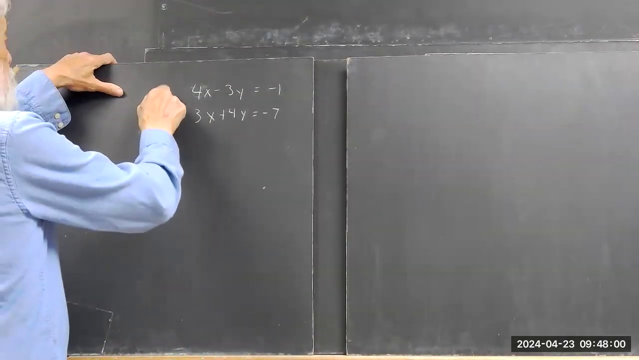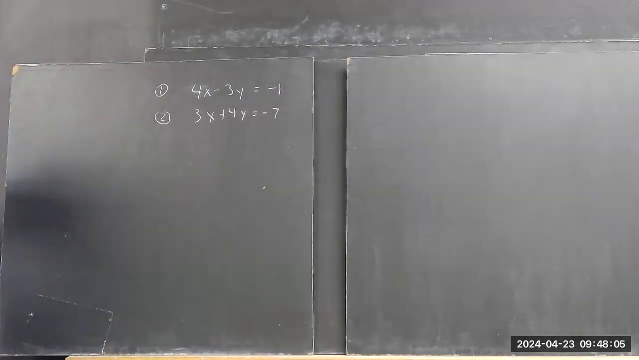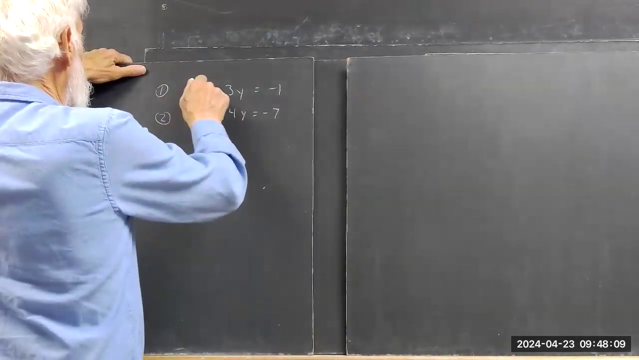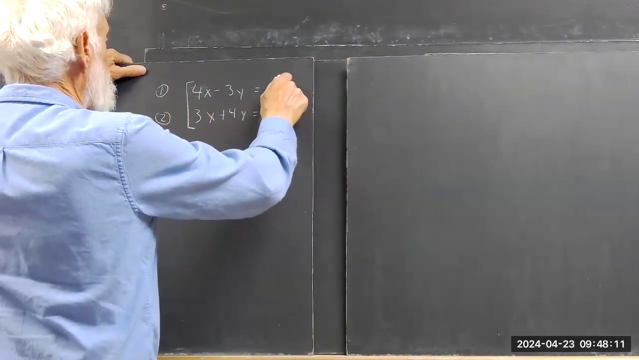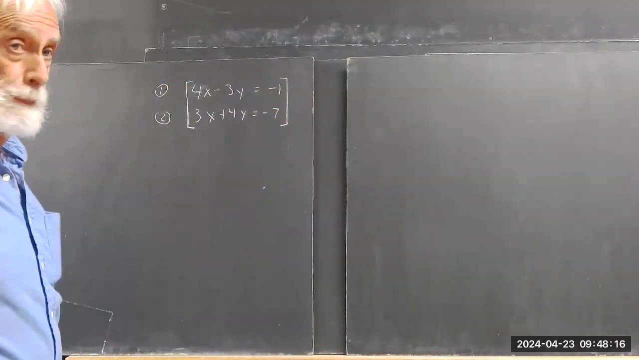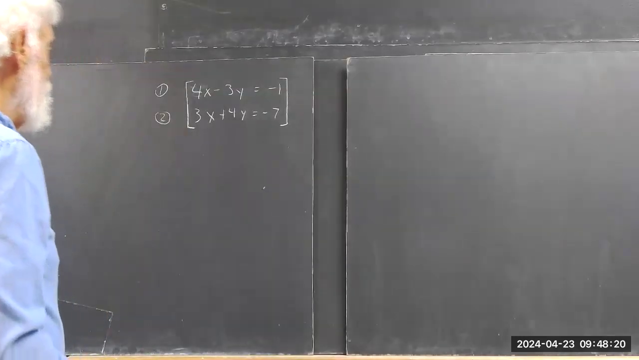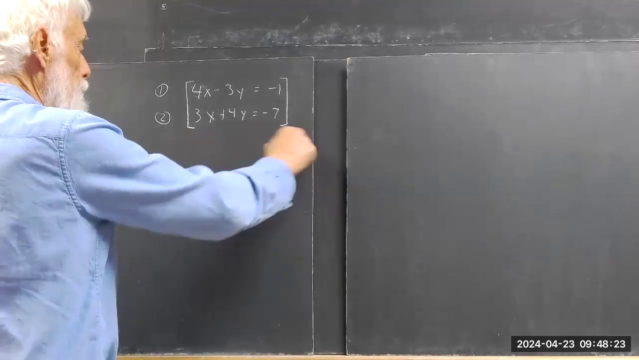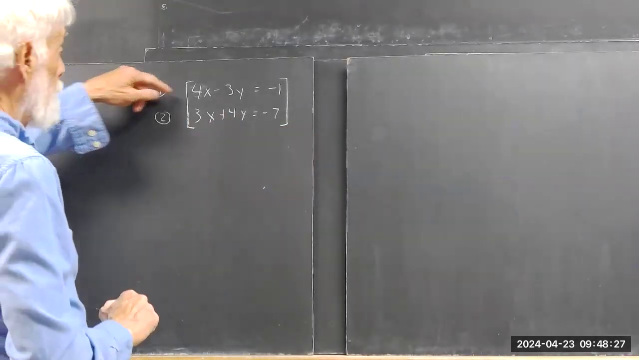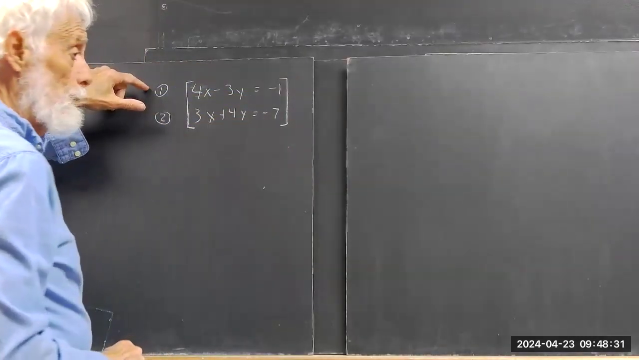We call this equation 1. We call this equation 2. Now I'm going to do something just a little different. I'm going to put square brackets around my system, just to indicate here's the system. Instead of writing a line here, I'm just going to write square brackets. And I'm going to number the rows of the system. This is a row, this is a row. I'm going to number them 1 and 2.